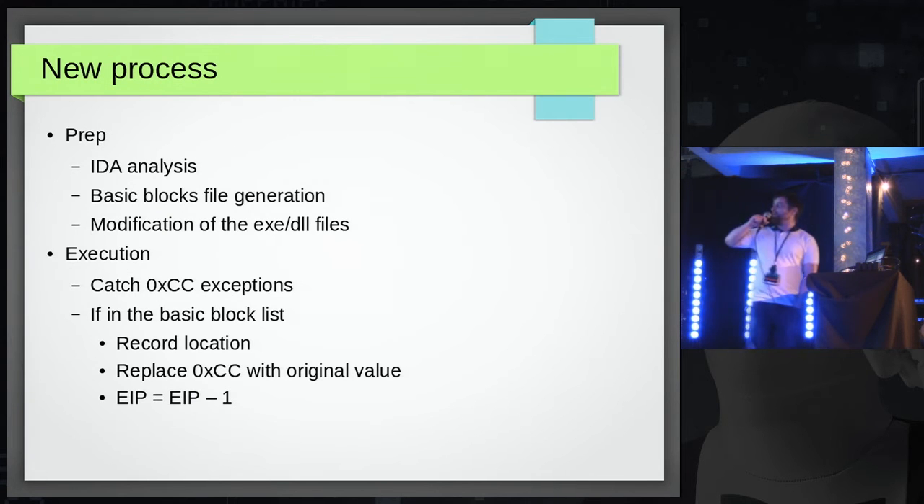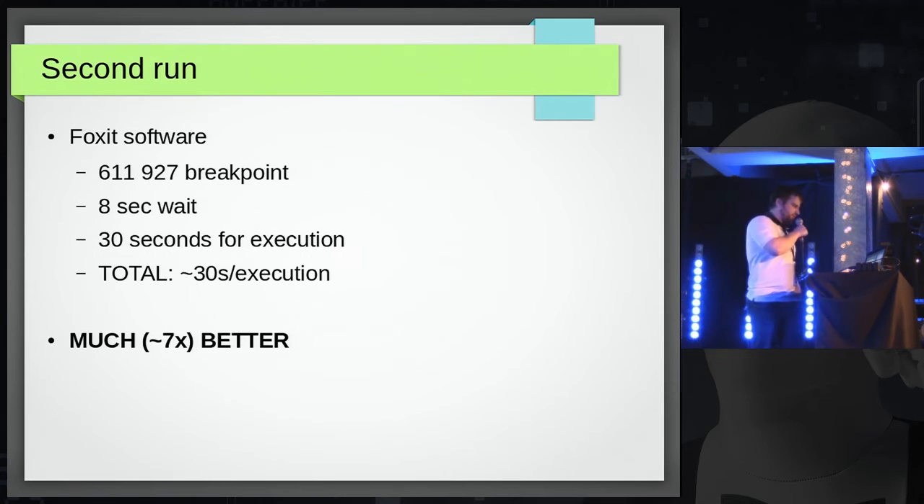So the new process was to first analyze with IDA, then generate files of basic blocks, with where the basic block is on disk, in memory, and what the actual value of the byte is. Then actually modify the executable and DLL files, and during execution, catch all the breakpoints. If the breakpoint is inside the basic block list, then record this location, replace the breakpoint CC with the original value, and move the instruction pointer back by 1. So, result: exactly the same setup, and now everything worked. It took a little bit of time to get it working, but it worked. And now it was 7 times faster.